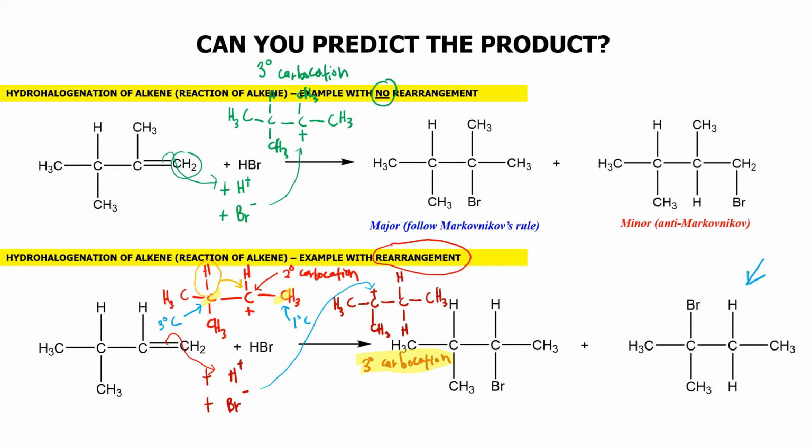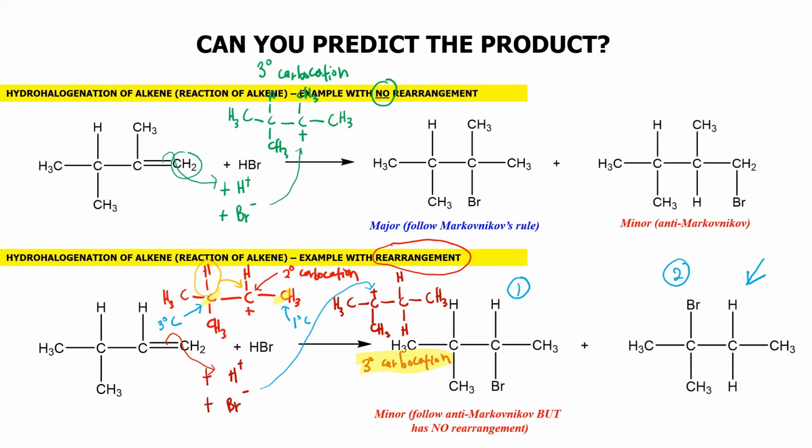Yang ni dulu. Okay, and then produk yang pertama ini, you akan dapat sekiranya you tak buat rearrangement. Okay, sekiranya you tak buat rearrangement. Produk yang kedua ini adalah produk yang terhasil daripada rearrangement after we have formed tertiary carbocation.